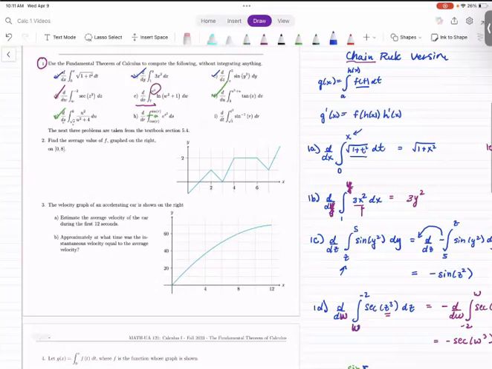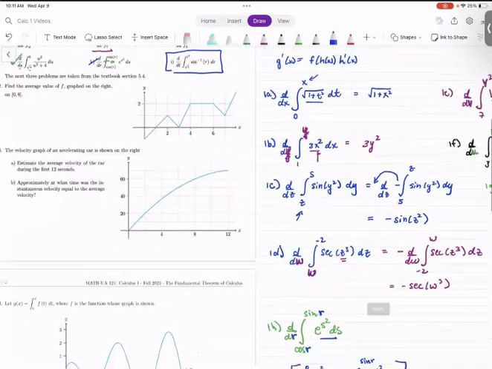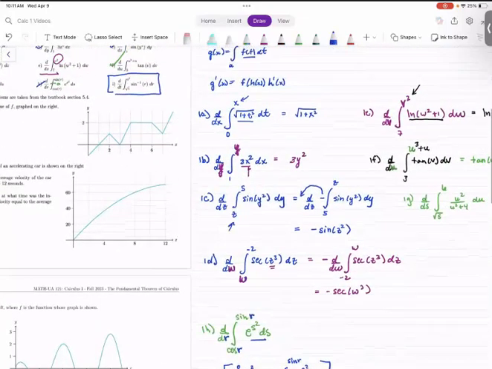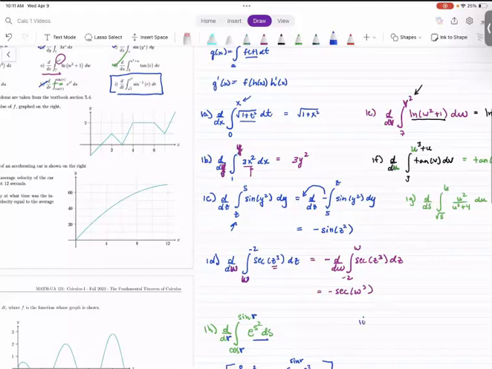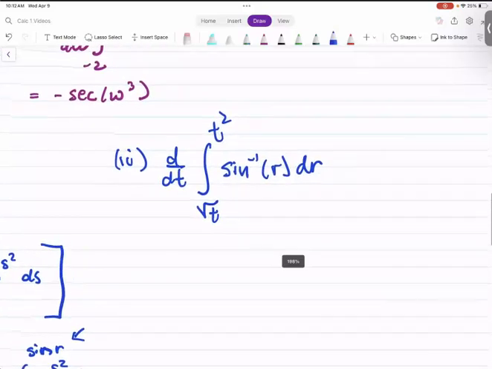Lastly, let's do it one more time. So we're going to have to split this up into two and flip one of them. All right, so let's write it right here. So 1i is d/dt of the integral from square root of t to t squared of inverse sine of r dr. Okay, so first step is to split this up into two.